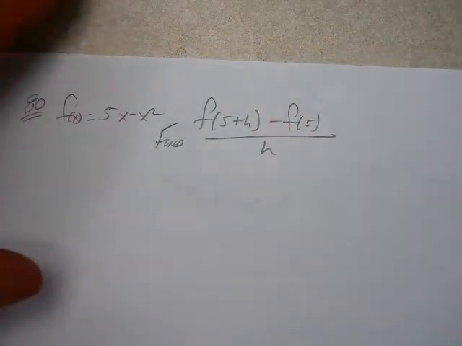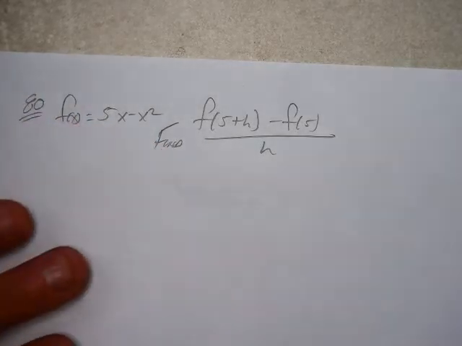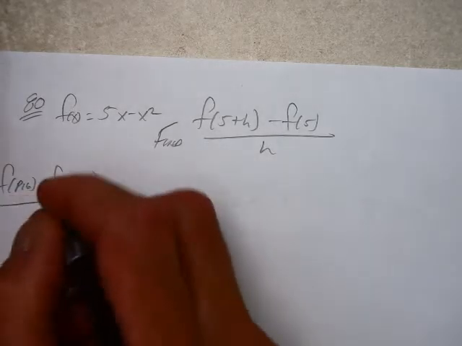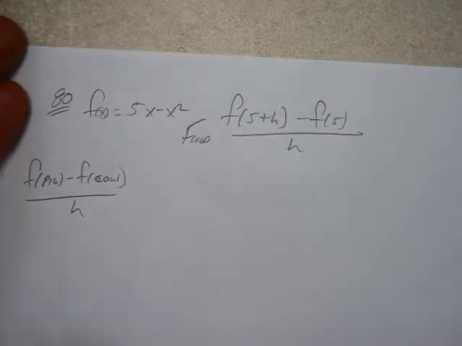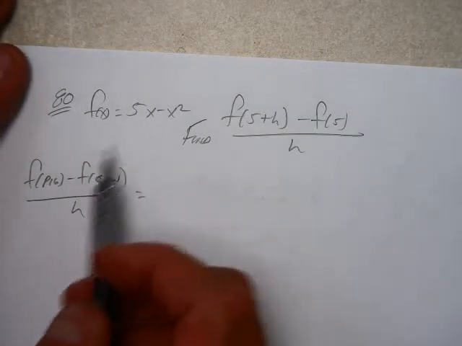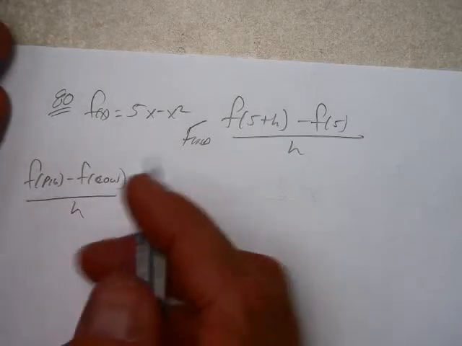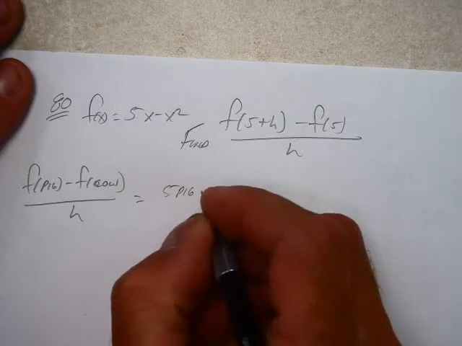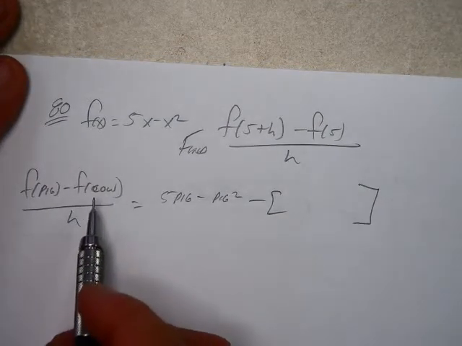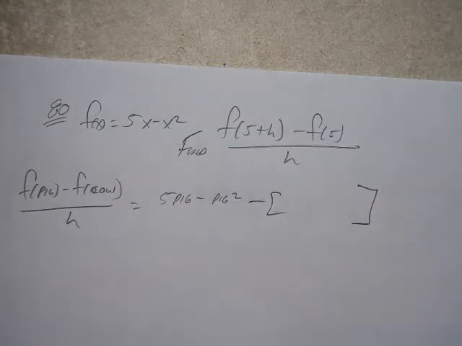Okay. So, what the heck? Well, let's do something different. What if I asked for f of pig minus f of cow, all over h? What would f of pig be? How do I find f of 2? I plug in 2. How do I find f of pig? I plug it in. So I'd have 5 pig minus pig squared. And what's f of cow? You should all be saying 5 cow minus cow squared.